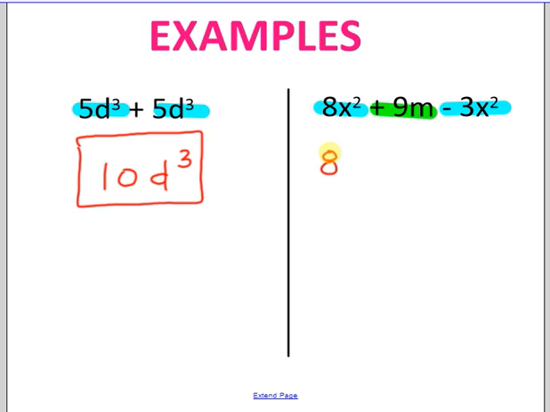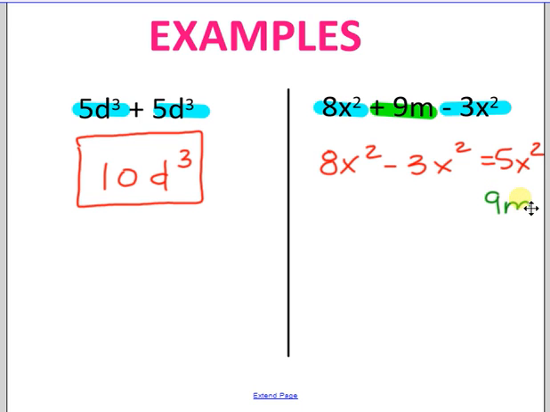So here I have 8x to the second power minus, because you have that minus there, minus 3x to the second power. So again, you have your like terms, so just use your coefficient. 8 minus 3 is 5x to the second power. And this 9m, he can't combine with anybody. He's sort of by himself. So he's just 9m.